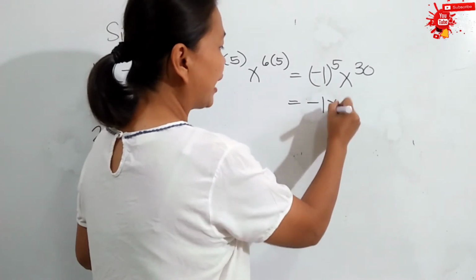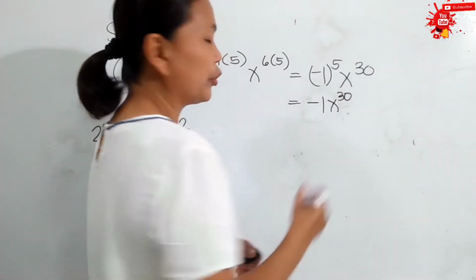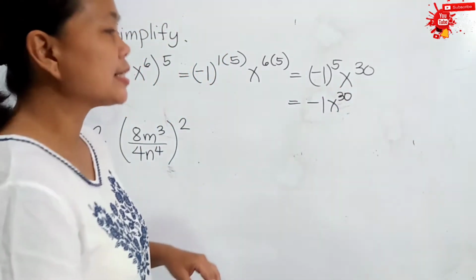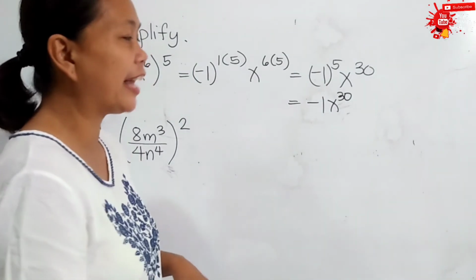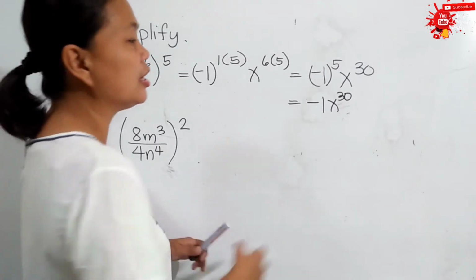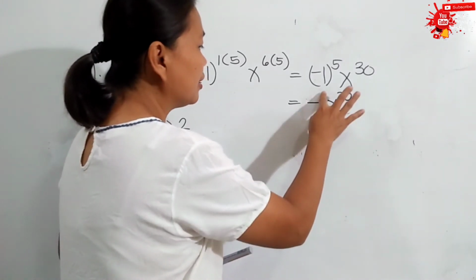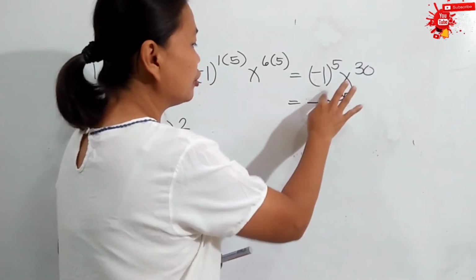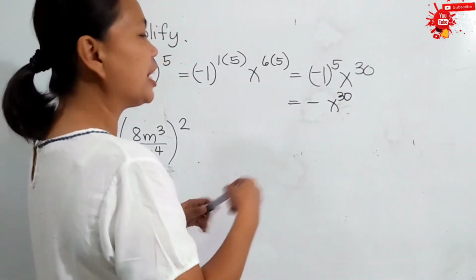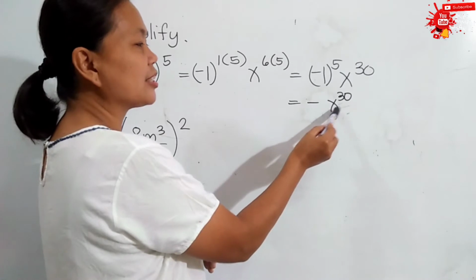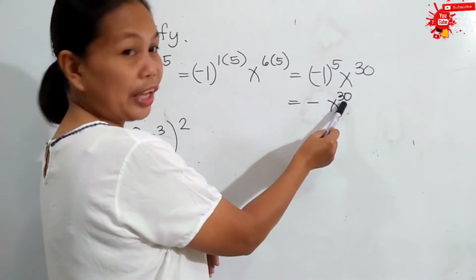And then we have here x raised to 30. But of course, negative 1 x raised to 30 is the same as negative x raised to 30, so no need to write 1. It means that the numerical coefficient is negative 1. So the final answer will be negative x raised to 30.